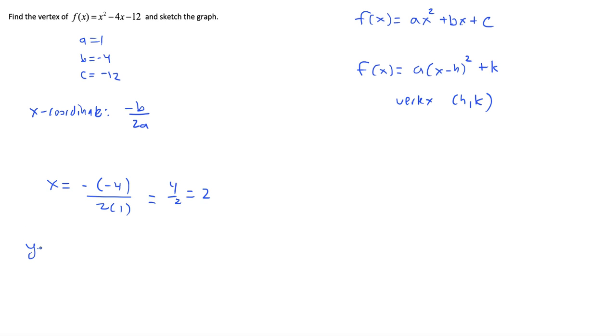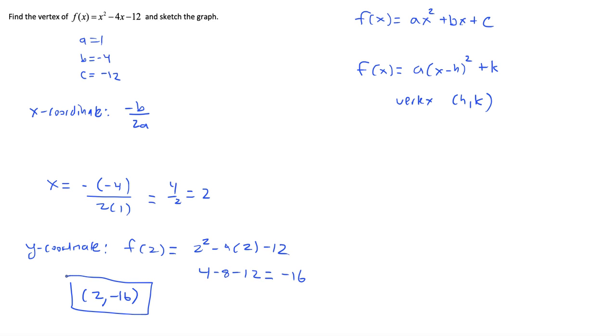To find the y-coordinate of the vertex, we just have to plug this in. So in this case, f of 2, we'll plug the 2 back into the function. We get 2 squared minus 4 times 2 minus 12. So 4 minus 8 minus 12. In this case, 4 minus 8 is negative 4, minus 12 is negative 16. So the vertex, in this case, is going to be 2 comma negative 16.